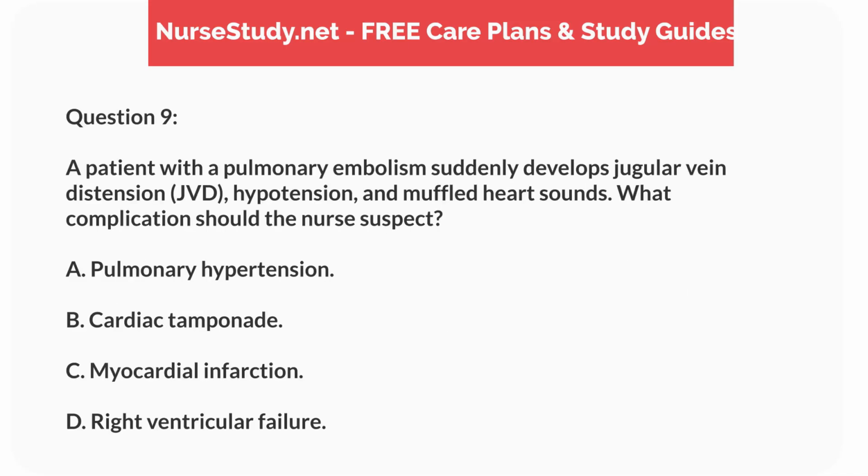Question 9. A patient with a pulmonary embolism suddenly develops jugular vein distension, JVD, hypotension, and muffled heart sounds.